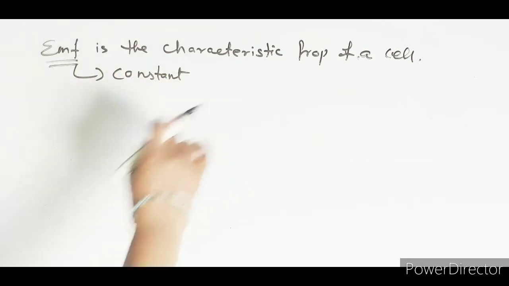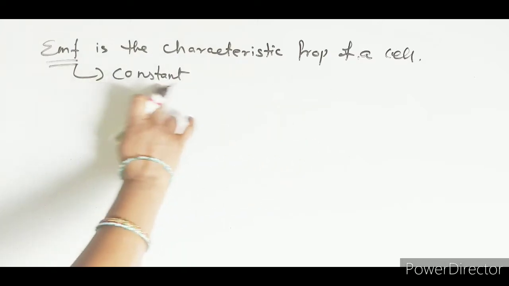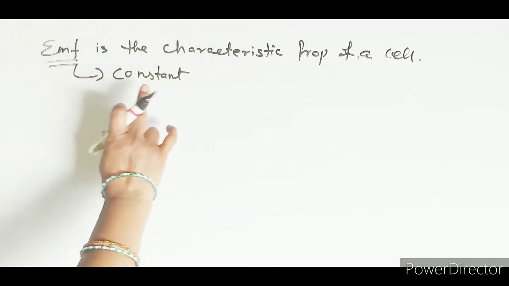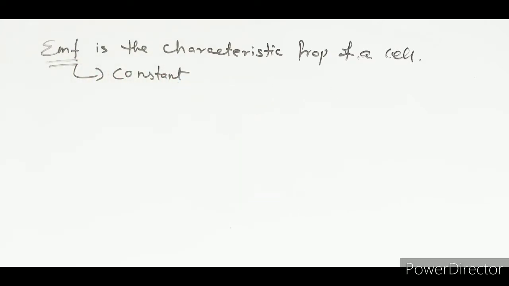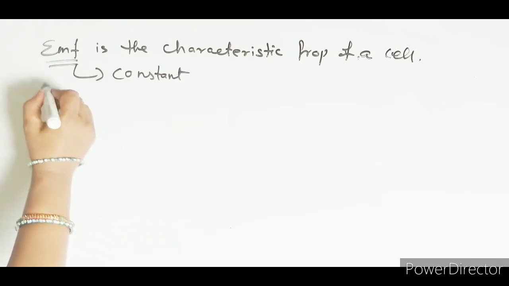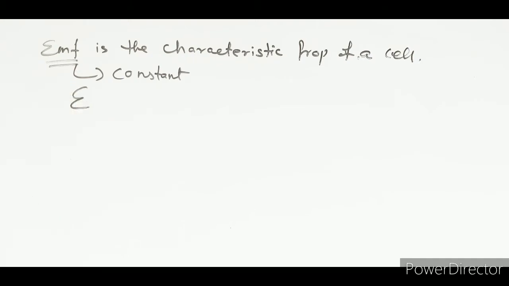But EMF is the characteristic property of a cell and it is constant, and it is different for different types of cells. It can be 1.5 volt, it can be 6 volt, it can be 12 volt. It depends on what type of cell we are taking. This EMF is represented by epsilon.